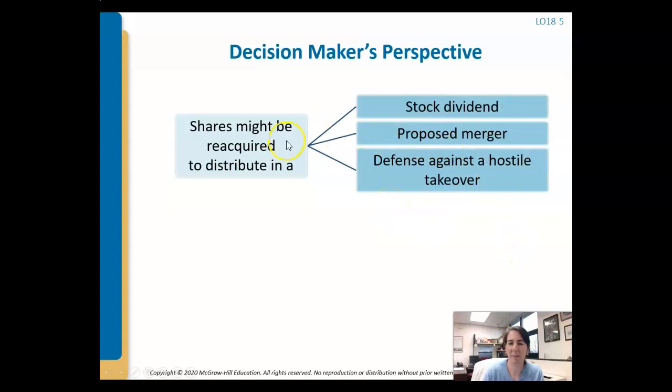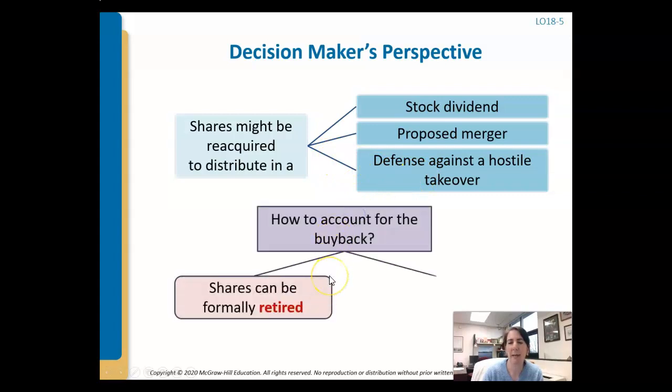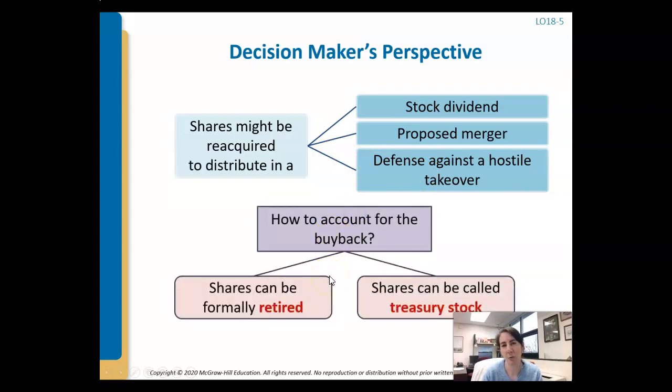And this is what I was saying, right? Shares might be acquired. Why would you reacquire them? You may want to give out a stock dividend to your shareholders. You may be looking towards a merger, right? To distribute for a merger. You may want to stop people who are looking to do a hostile takeover. But how do we account for the buyback? Well, one of two ways. We can either record treasury stock or we can retire them.